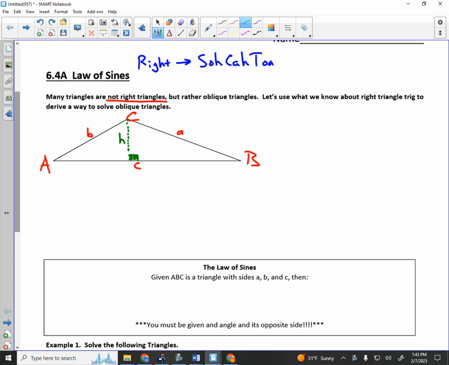Now, you're like, well, Mr. Gantz, you just totally cheated. You told us you weren't going to work with right triangles. Now all of a sudden you put a right angle there. Point taken. But I'll make the H go away eventually. Okay?